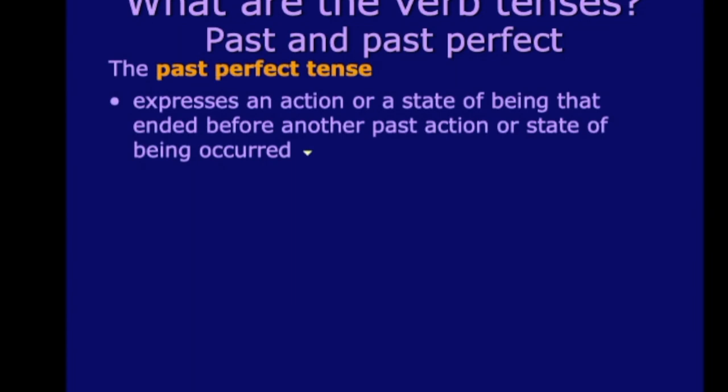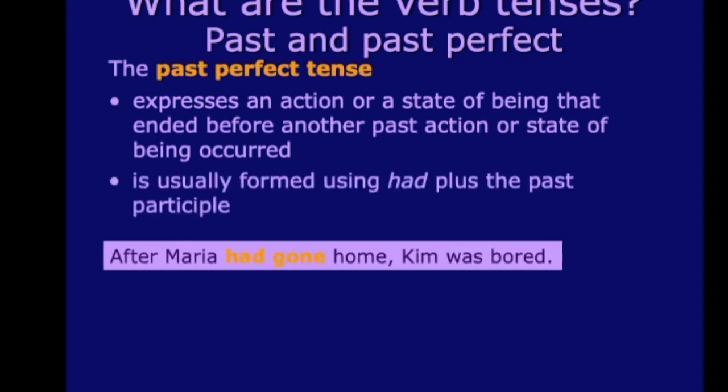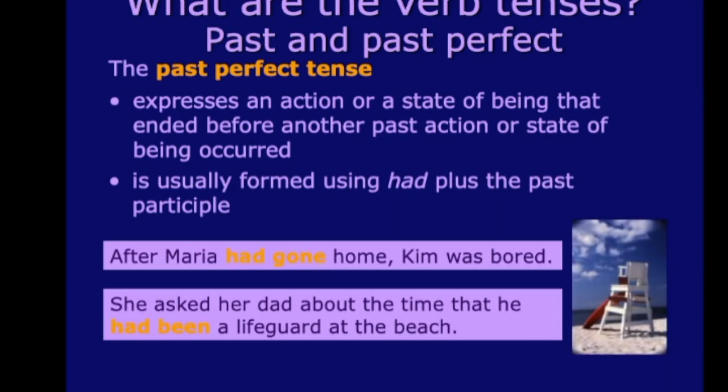The past perfect tense expresses an action or a state of being that ended before another past action or state of being occurred. Example, after Maria had gone home, Kim was bored. Past perfect tense is usually formed using had plus the past participle. Example, she asked her dad about the time that he had been a lifeguard at the beach.